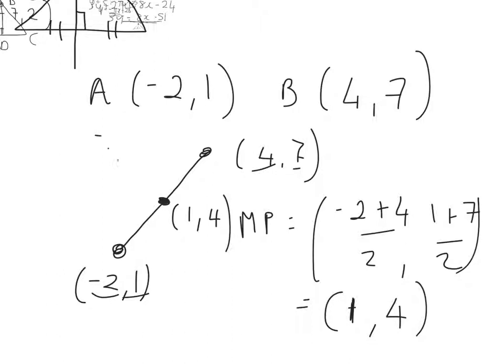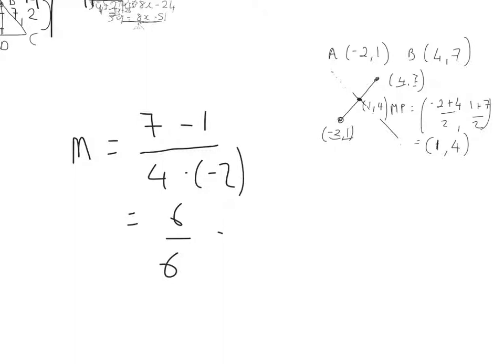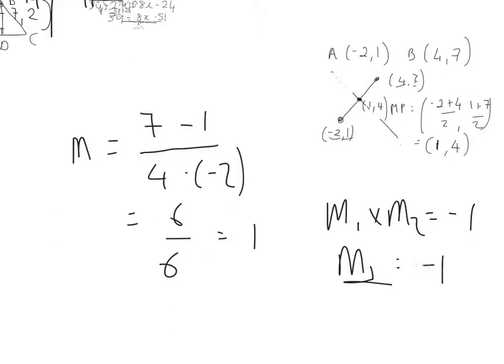We now need to find the gradient of this line. So let's find, first of all, the gradient of AB. 7 minus 1 over 4 minus -2. And that's 6 over 6. The gradient is 1. m1 m2 equals -1. So flip and invert to get the gradient of the perpendicular line. So 1 over 1, flip it and you get 1 over 1, which is still 1, but change its sign and you get -1.